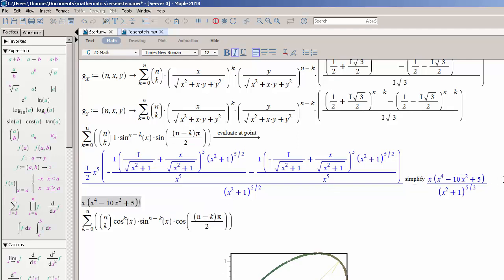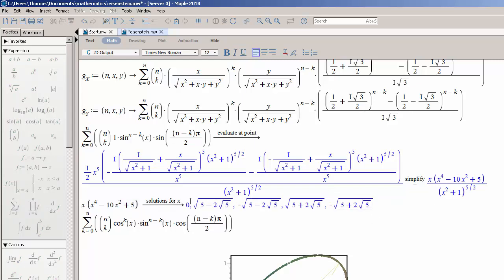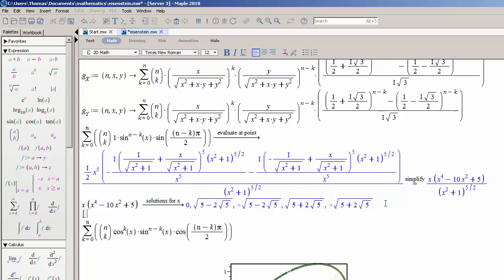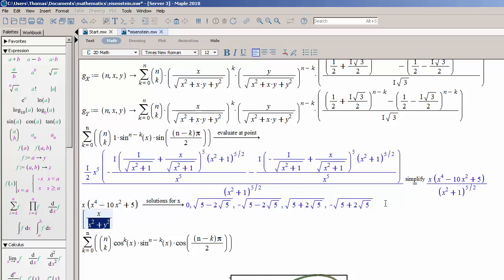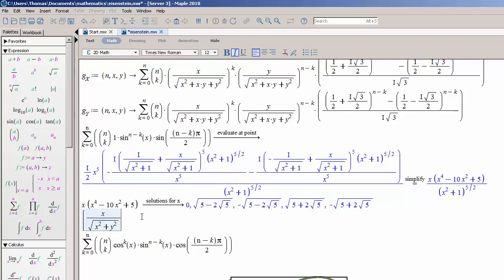Anyways, let's do this so it's a little bit more clear, and solve. So we got 5 solutions. It's a degree 5 polynomial. 1, 2, 3, 4, and 5. What you want to do with this is make another function. Well, a vector, I should say.